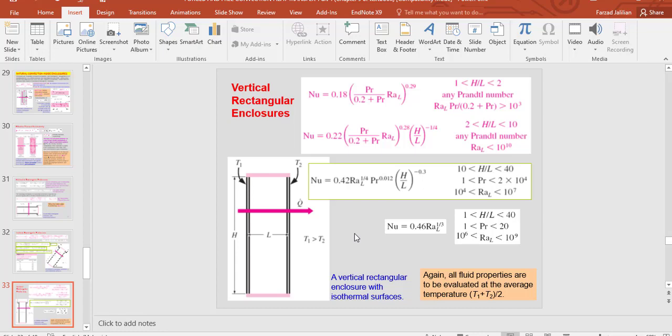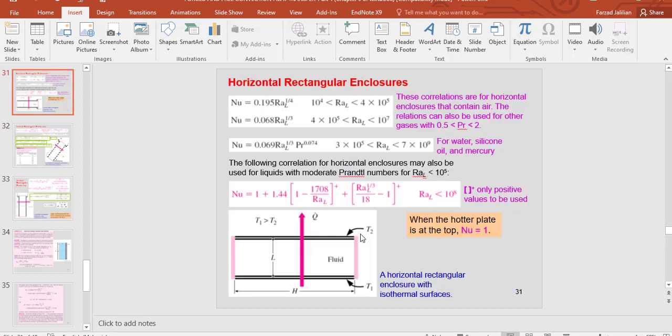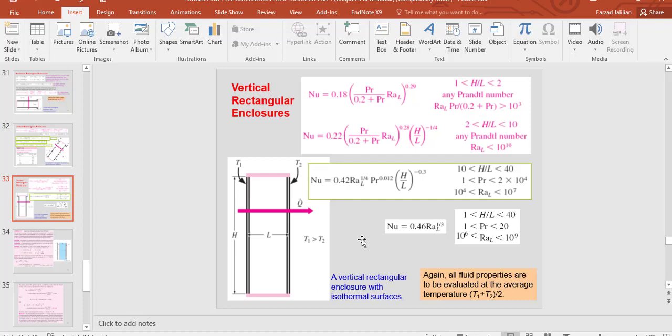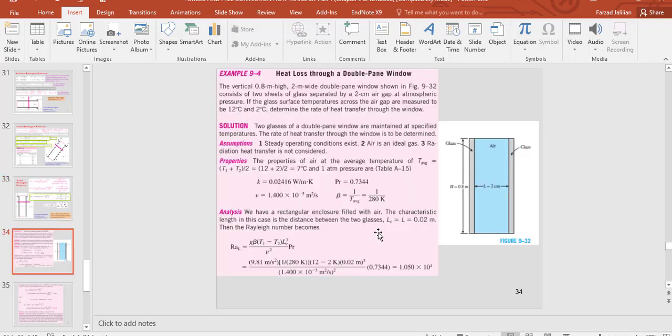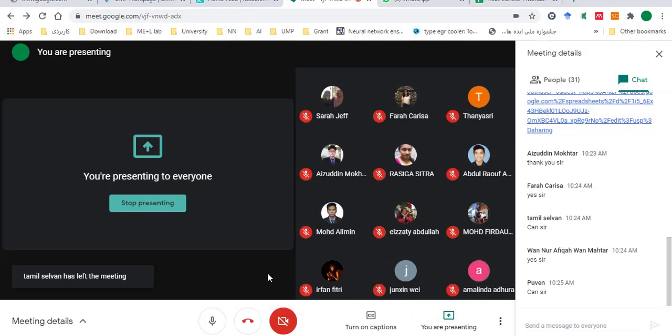Okay, so for the enclosures, we had these three different orientations actually: horizontal, inclined, and vertical. And we had different equations to find the Nusselt number, then use Newton's law of cooling to find the convection heat transfer. Okay, now let's see an example of how we can find the heat transfer in an imaginary enclosure. Is there any question up to here, class?